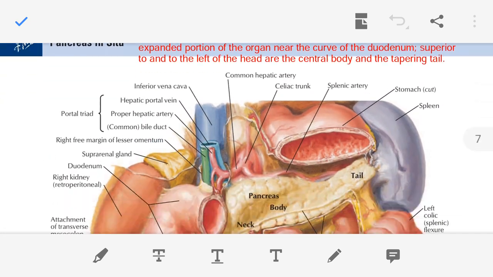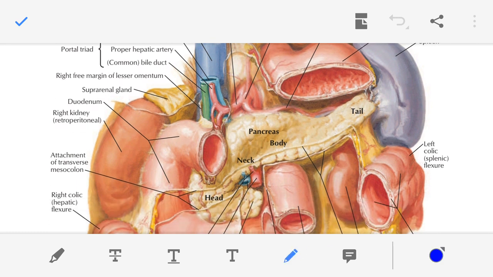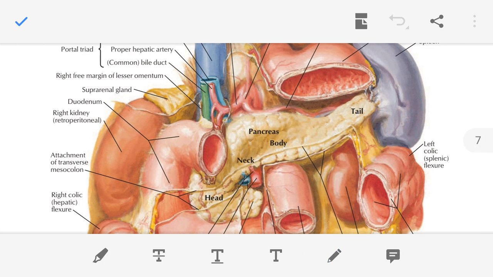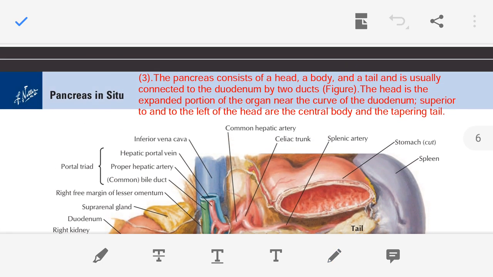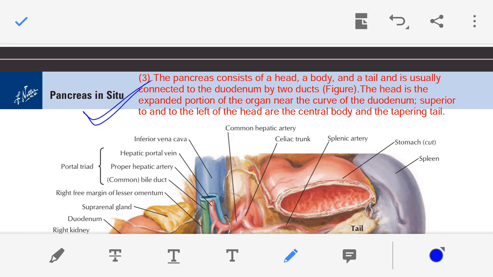Then head is followed by neck, neck is followed by body, and the final tapering end is known as the tail. So this is the third point of our discussion.